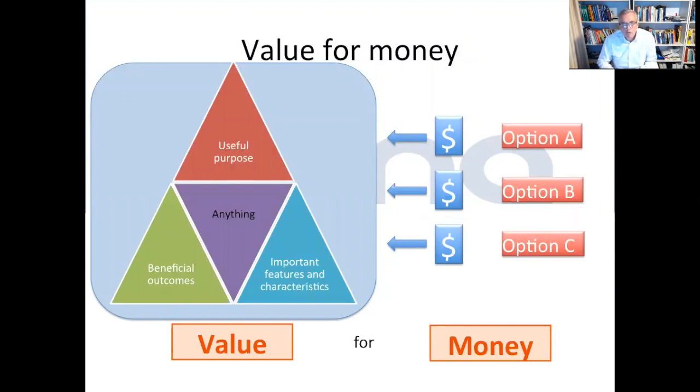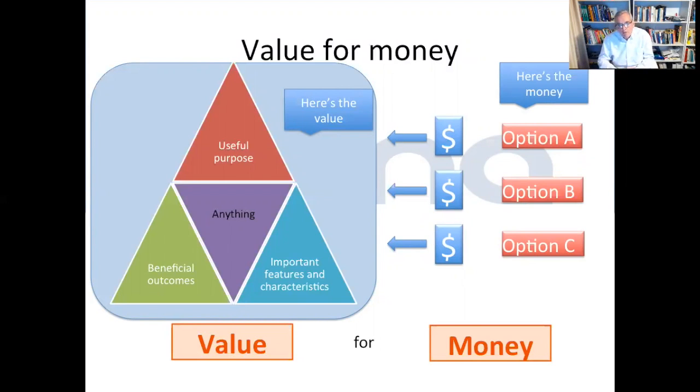This diagram was also an important part of the first presentation, and it demonstrates the separation of value and money, which is fundamental to this method. On the one side, here we see the value. Here's the value, here's the money. The value is defined by the useful purposes, the beneficial outcomes, and the important features. Money doesn't come into it.